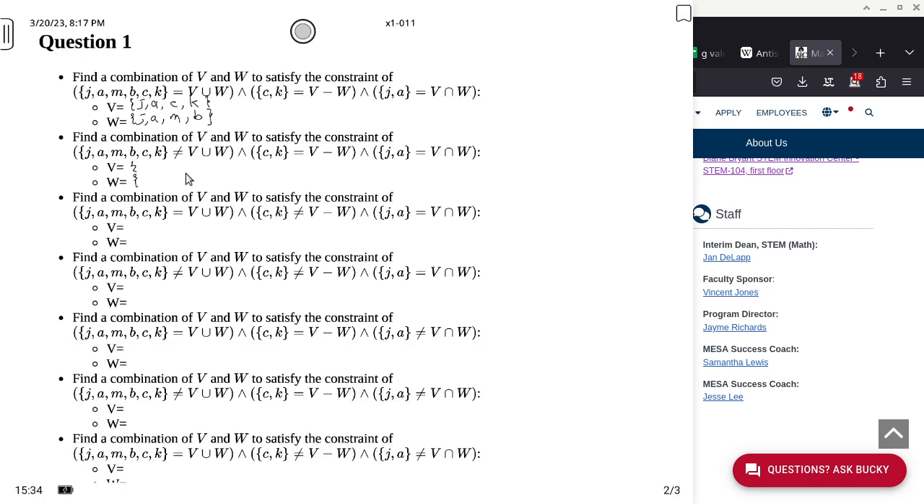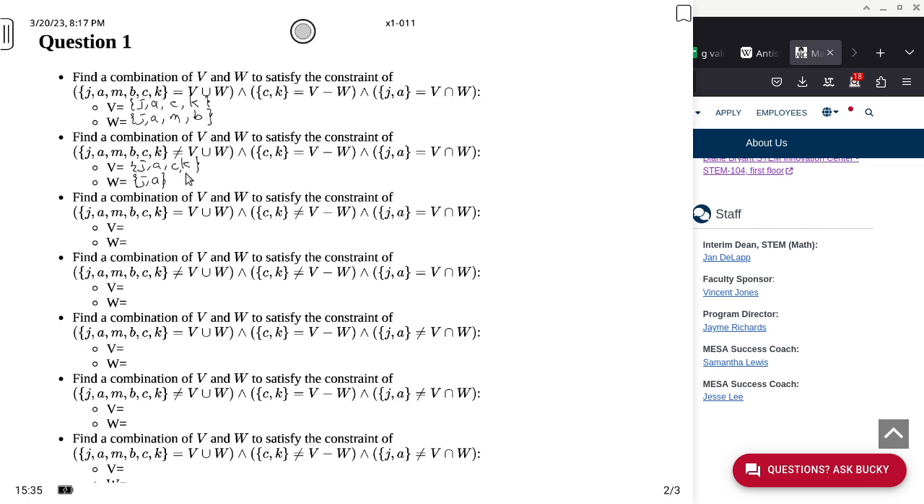So what is common is still common. We have J, A still here. And then we have C, K only in V, like so. But the union is not going to be the same as J, C, B, K. So that means I'm done. I can just say that's all we need because nobody says what M and B have to be. They just cannot be a part of the union. So just leave them out entirely.